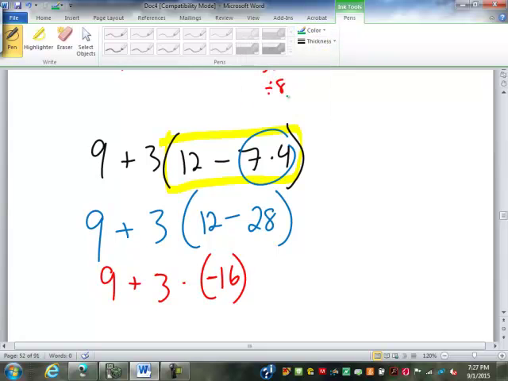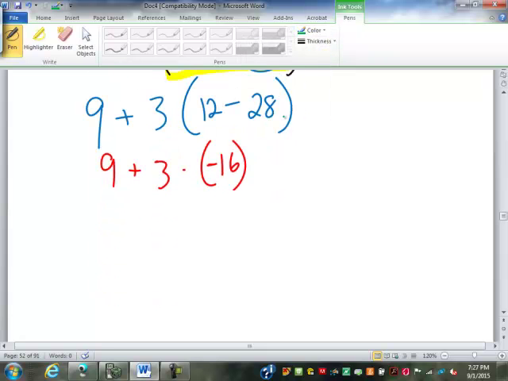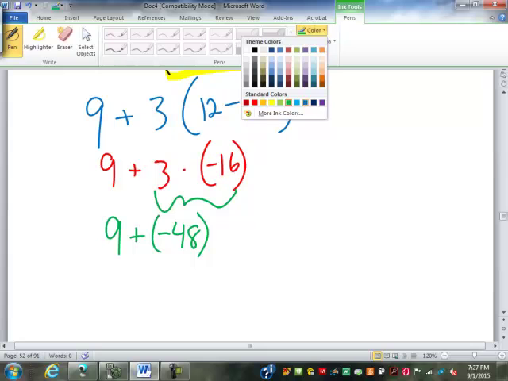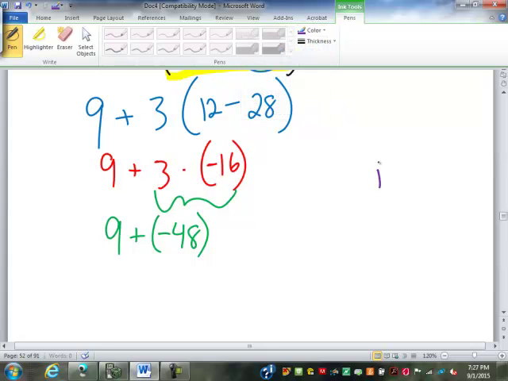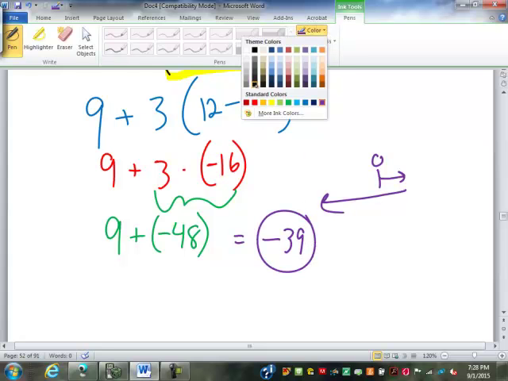What would be next? 3 times negative 16 is negative 48. So 9 plus a negative 48. Again, I'm going to leave parentheses on there to show you, highlight that that's a negative 48. And now we have positive 9 and a negative 48 is going to be negative 39. Perfect.